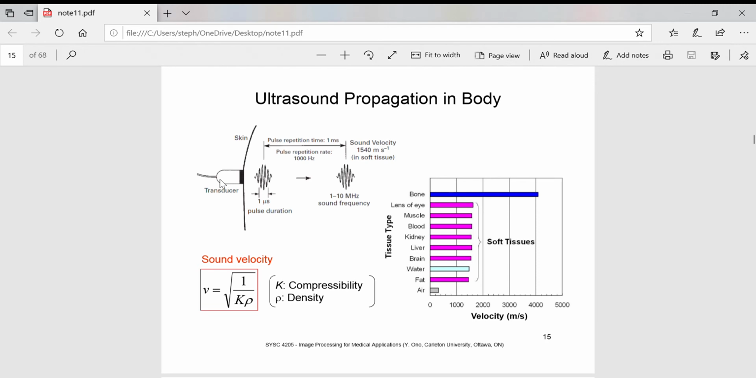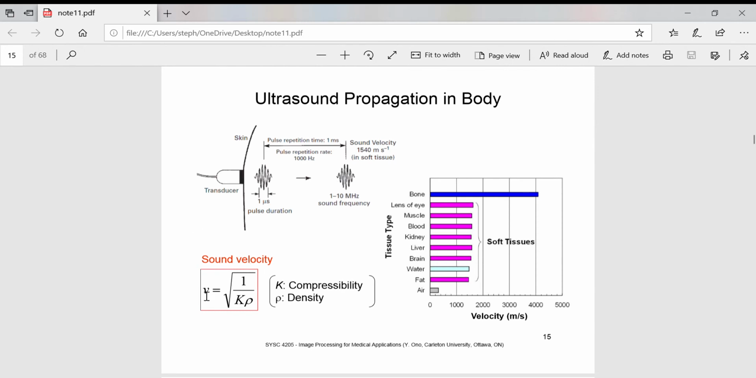Here you can see an example of the transducer as it's passing waves into the body. Again, this demonstrates that our sound velocity is going to be lower for soft tissues than it is for bone, and also that we send these pulses in at a specified time difference. So we know the time between each of the different pulses that we're sending in.